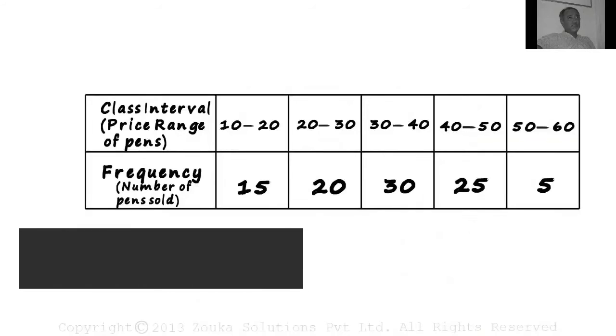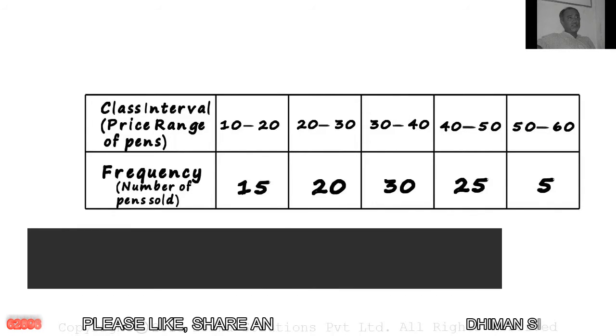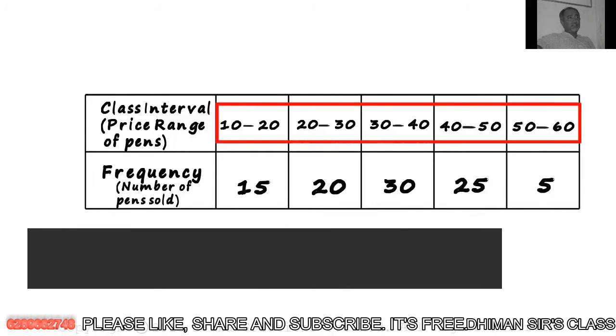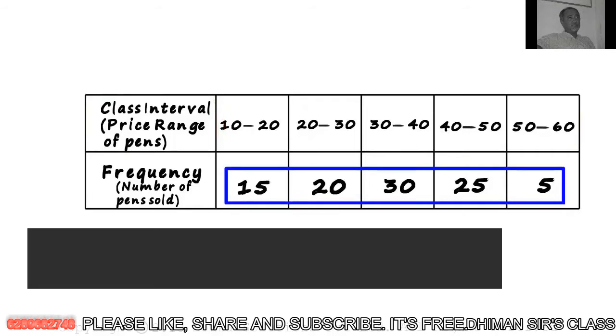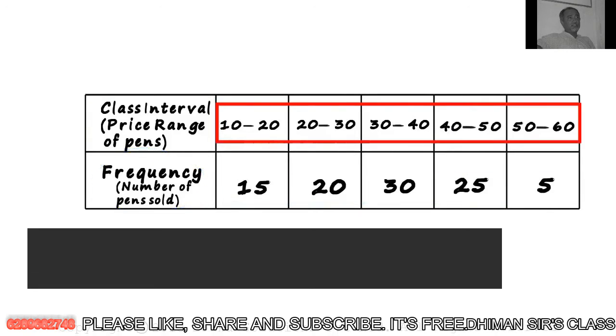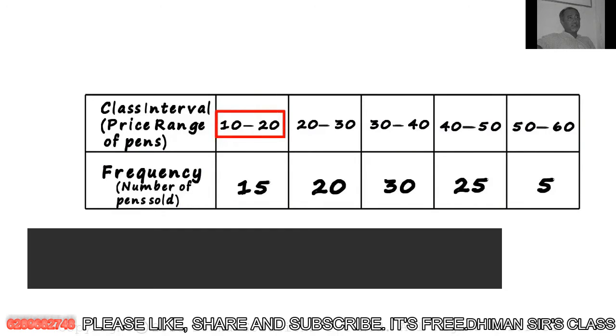In this table, we have two rows. In one, we will have the class interval, which will be the price range of pens, and in the second, we will have the frequency, that is the number of pens sold of each range. So these are the different class intervals that are given.